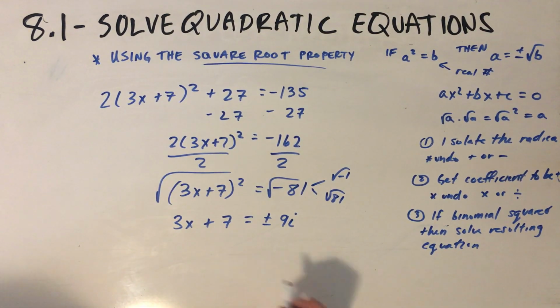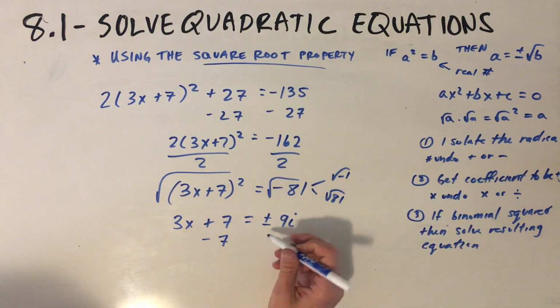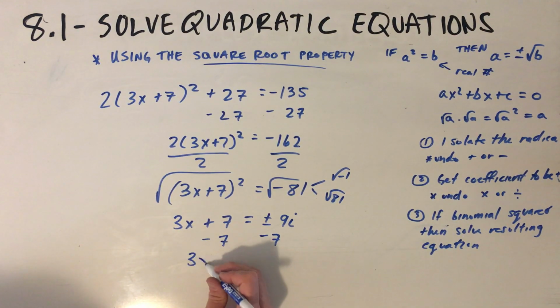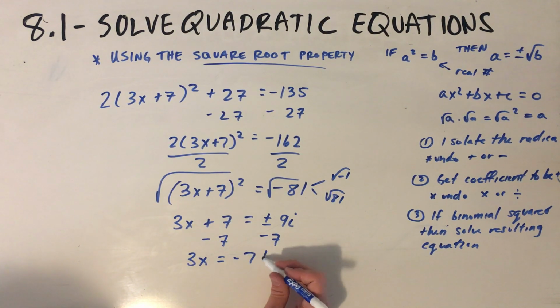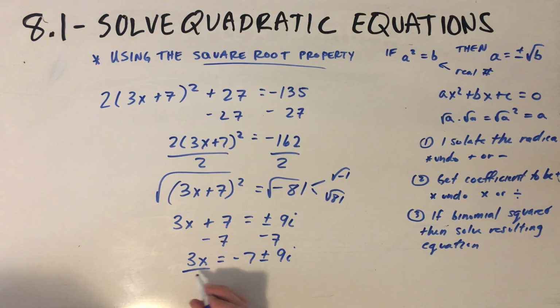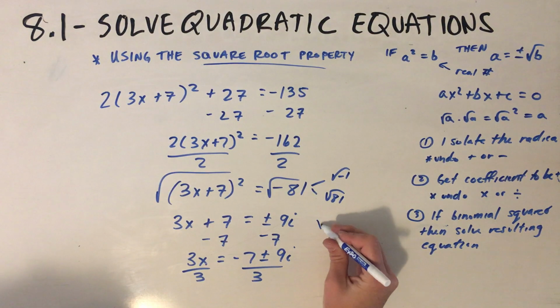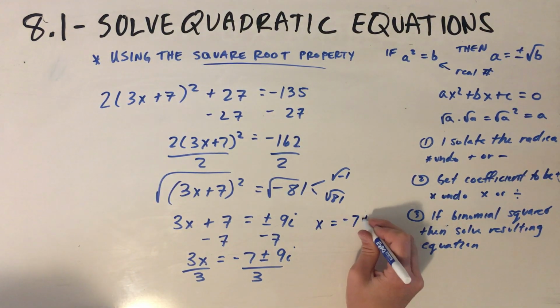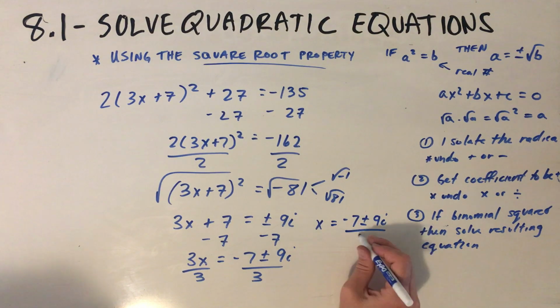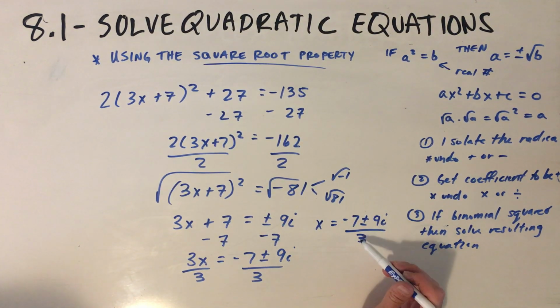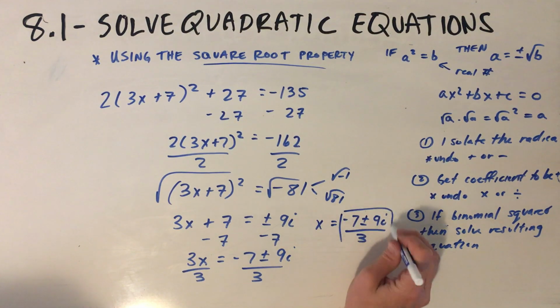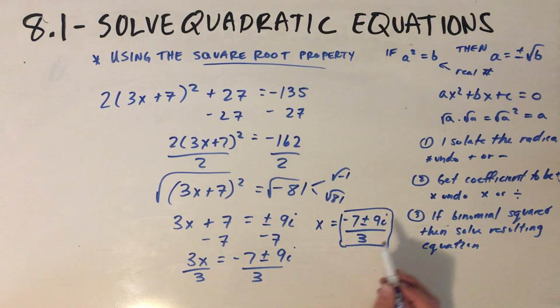Now I still need to solve the rest of this by isolating the variable again, and by dividing both sides by 3. So we get then that x is going to be equal to negative 7 plus or minus 9i over 3. Now you could reduce just these two, but the answers will look like this. And again, this is two answers. It's negative 7 plus 9i over 3 and negative 7 minus 9i over 3. Okay, so this is a pretty thorough covering of the square root property.